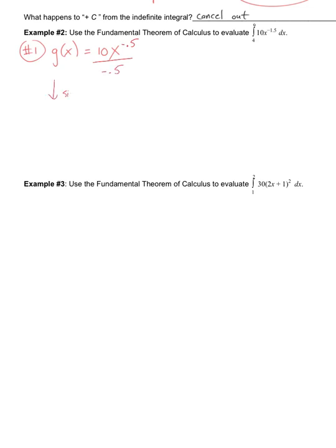Now, of course, I want to simplify that. So my antiderivative becomes 10 divided by a negative 0.5, which gives me negative 20x to the negative 0.5. And then I use brackets to bring along my limits of integration. All right, so there's the first step of the fundamental theorem of calculus. The second step is we plug in. We plug in the upper limit first, so g of 9, and then we plug in our lower limit. It is always top of the bracket minus the bottom of the bracket.